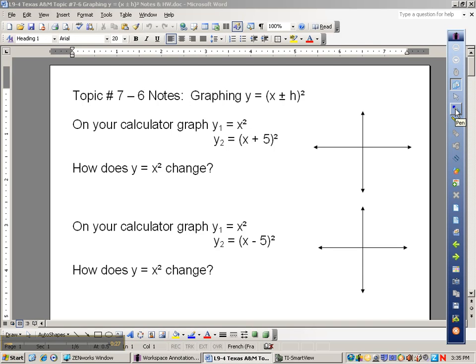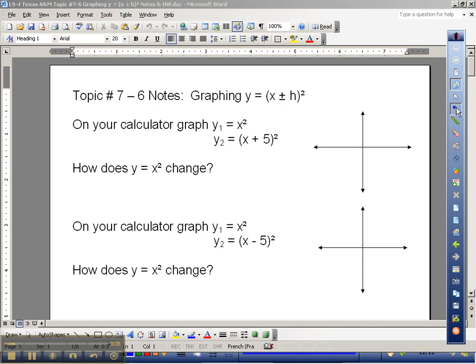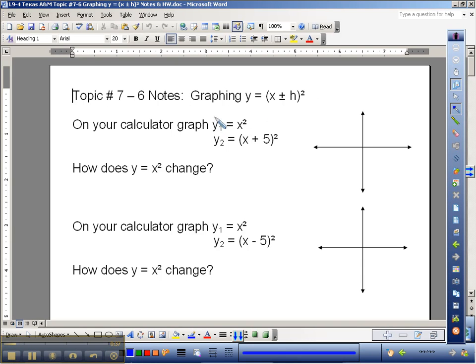Alrighty, the first thing we're going to do here, we're still graphing quadratics, and we want to look at transformations. So the first thing that we're going to do is get our calculators, and I want you to graph your parent function, and then I want you to put this in your calculator. And I want to see how that transforms the parent function.